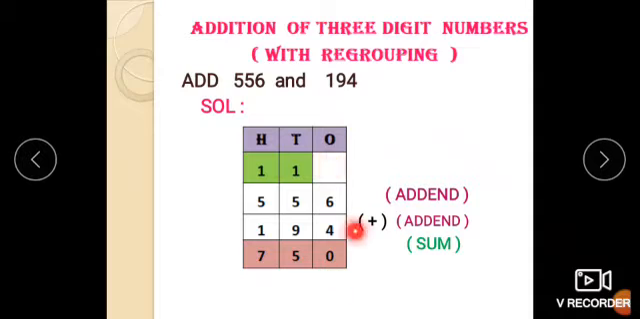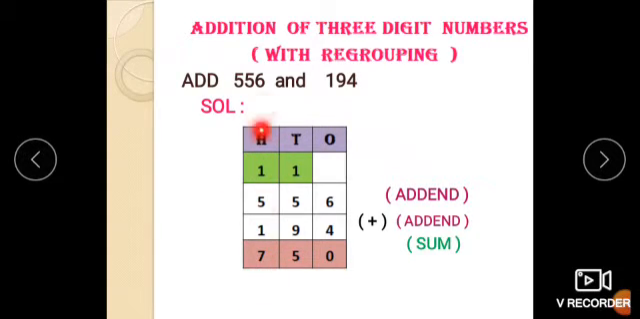First we add in the ones column. The addend numbers 6 and 4. 6 plus 4, we get the answer 10. We write 0 in the ones place and carry 1 to the tens place. Next we add the tens column. 1 plus 5 is equal to 6. Then 6 plus 9, the answer is 15. We write 5 in the tens place column, and the remaining 1 is carried to the hundreds place.